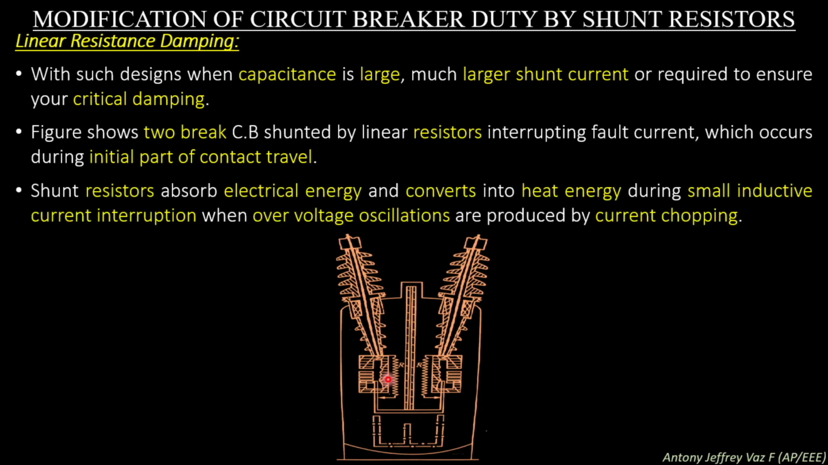In an oil circuit breaker, shunt resistors absorb electrical energy and convert it into heat energy during small inductive current interruption, when overvoltage oscillations are produced by current chopping. So these shunt resistors absorb the electrical energy present in the arc and convert it into heat, so that small inductive currents can be interrupted when overvoltage oscillations are produced due to the current chopping effect. Since this complete setup is immersed in oil, the resistance gets heated and the heat is dissipated in the oil.